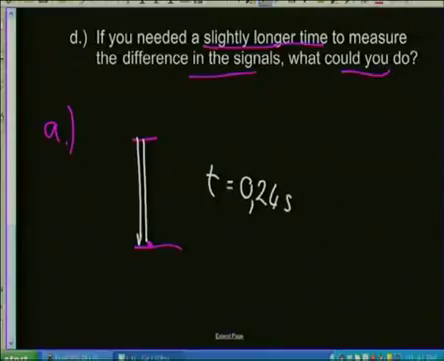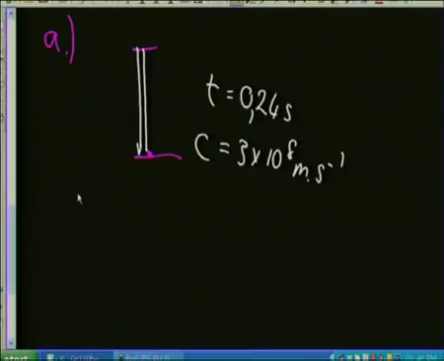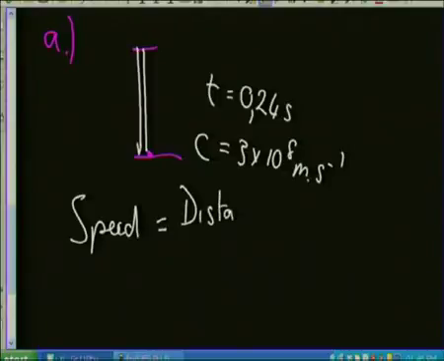What else do we know? Well, as I mentioned to you earlier, we know that the speed of light will travel at 3 × 10⁸ meters per second. Now we want to find distance, so I'm going to write down the formula. Speed equals distance divided by time.